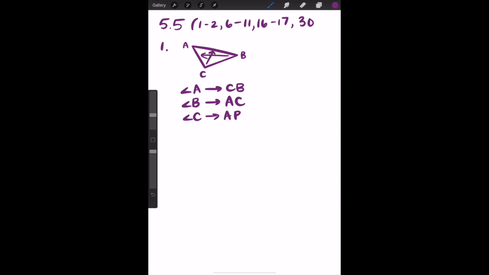In this, you should notice that none of the sides opposite the angle have that angle included. So like angle A is CB, A is not in that side, so it'll follow that pattern.